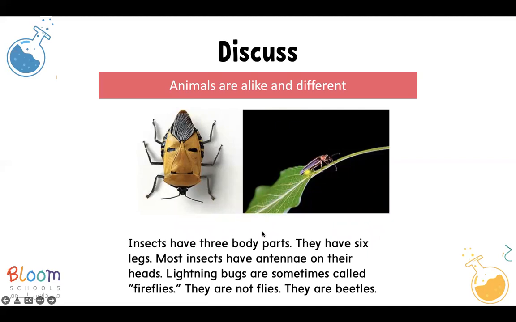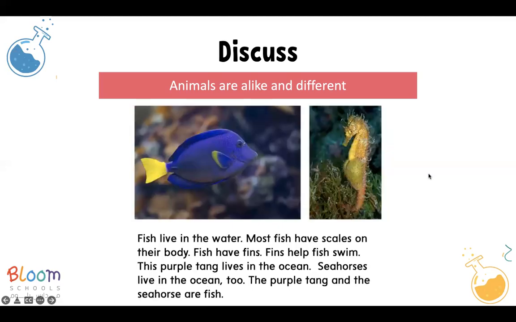Next are insects. Insects have 3 body parts and they have 6 legs. Most insects have antennas. These are the antennas. They're on their head. Lightning bugs are sometimes called fireflies. They are not flies, they are beetles. So this is a lightning bug. We can see it in the dark. It has a light on its tail. That's why it's called a lightning bug or a firefly.